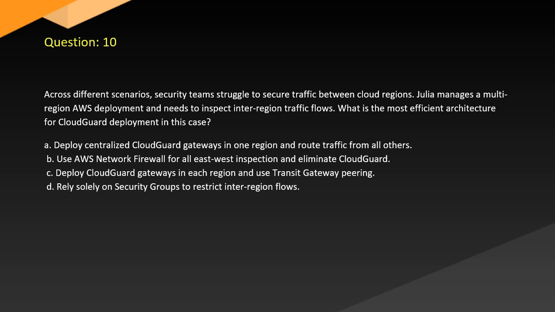A. Deploy centralized CloudGuard gateways in one region and route traffic from all others. B. Use OS network firewall for all east-to-west inspection and eliminate CloudGuard. C. Deploy CloudGuard gateways in each region and use transit gateway peering. D. Rely solely on security groups to restrict inter-region flows.